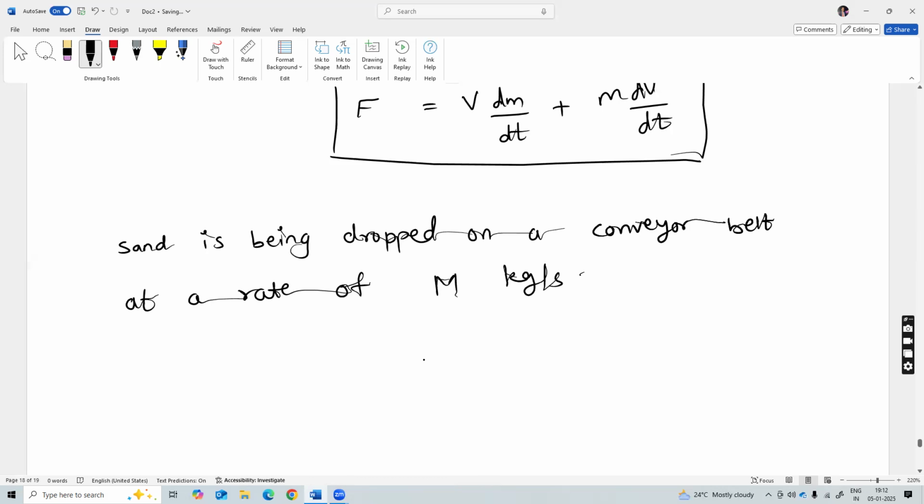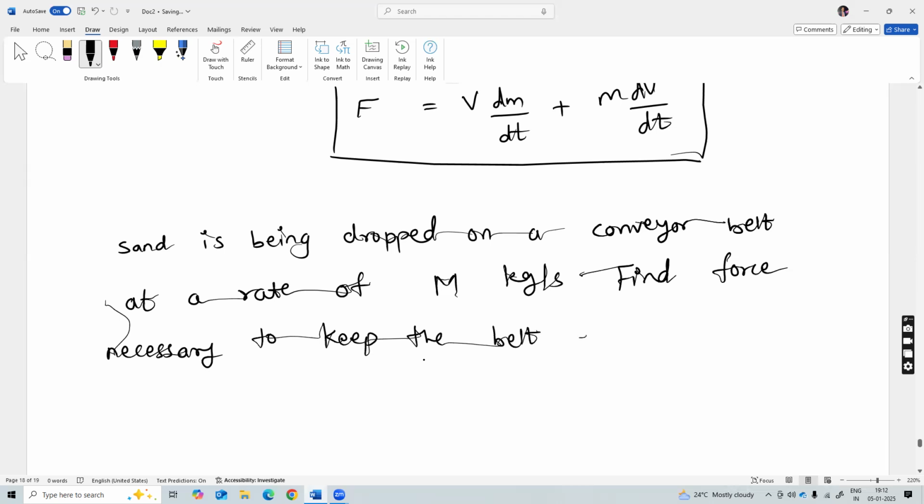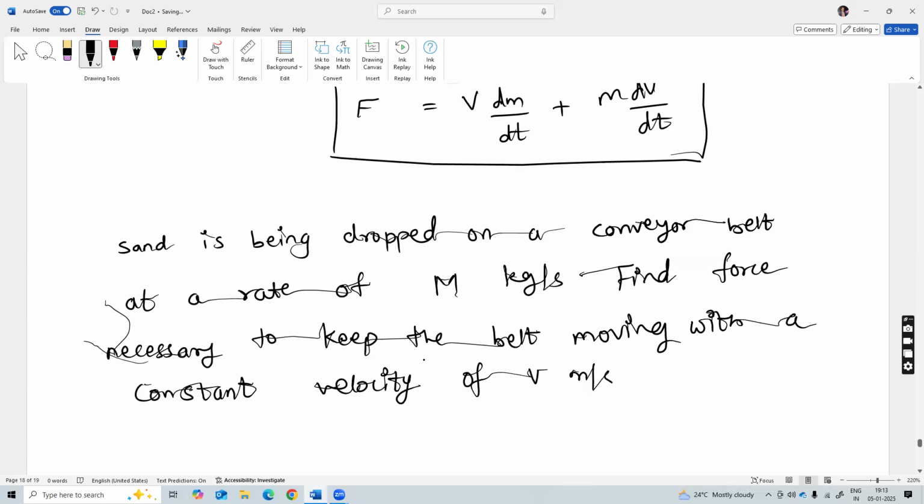The force necessary to keep the belt moving with a constant velocity of v meter per second will be... So find the force necessary to keep the belt moving with a constant velocity of v meter per second. Okay.